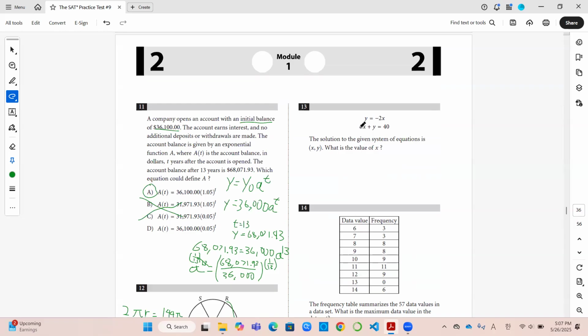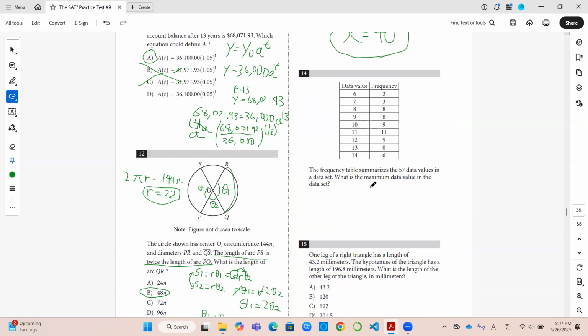The solution to the given system of equations is (x, y). What is the value of x? Well, obviously, instead of writing y here, I can write minus 2x. So 3x minus 2x is equal to 40. And I get x equals 40 as my answer automatically. Very simple and straightforward.